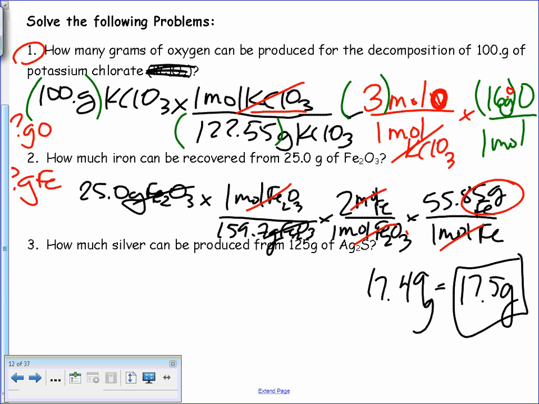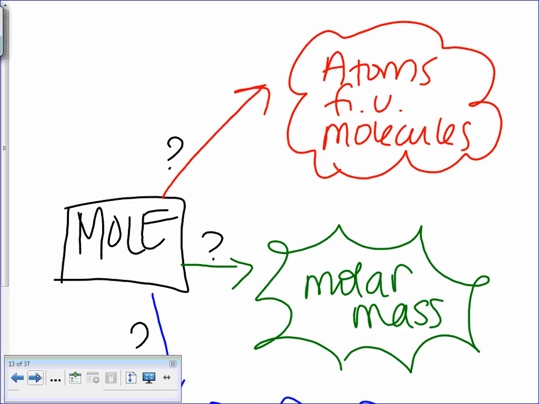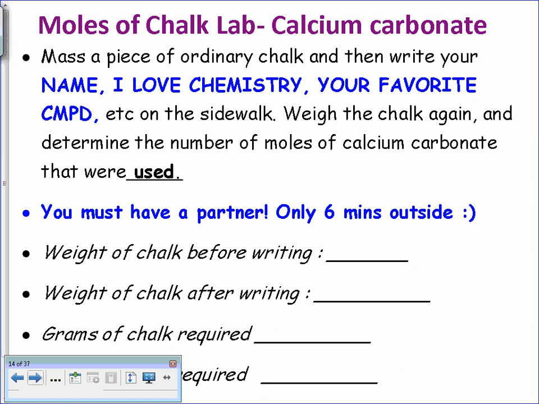Okay, so before we do percent composition notes, let's do an outside activity. Here's the rules. You have to have a piece of chalk. If the chalk's on the lab stations, you have to mass your chalk before you go. Chalk is calcium carbonate. You're going to go outside and draw chemistry, write your name, write your favorite elements, write good things, okay? We want to keep a positive note here.